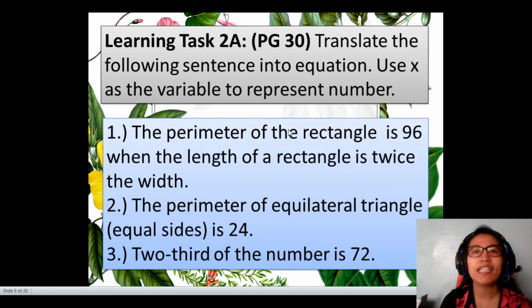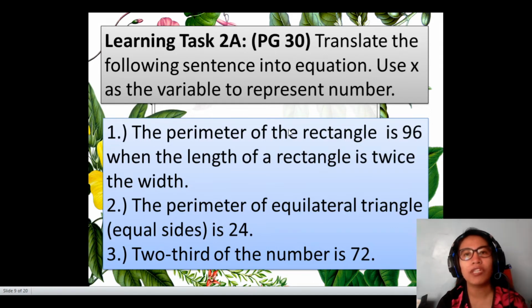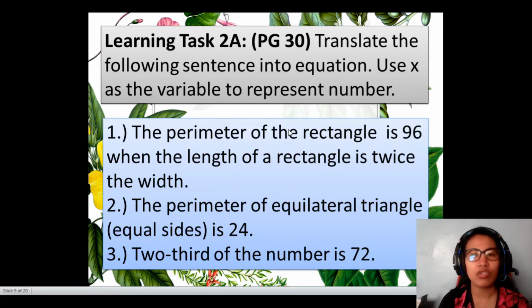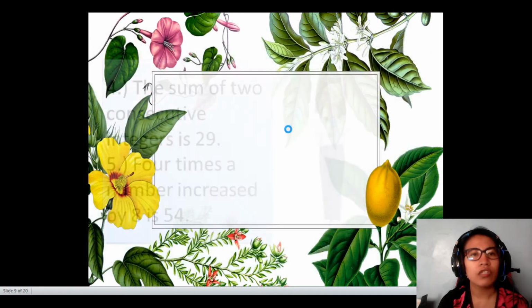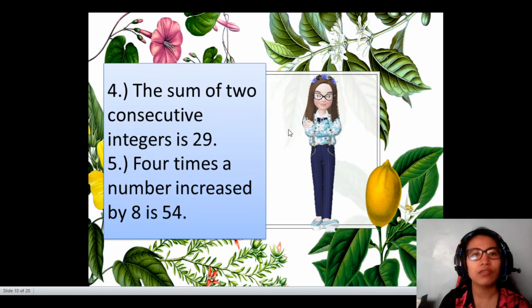Next, we have learning task 2A, the same page, page 30. Translate the following sentence again into equation. Use x as the variable again. So it's the same, a little bit more difficult than your learning task 1 because it's like the problem solving examples I've given. So it is 1 to 5 only too.